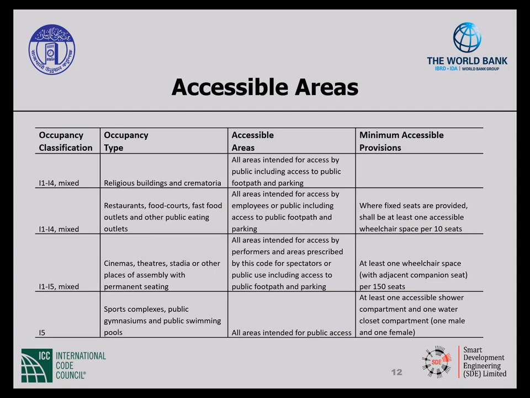In cinemas, theaters, stadia, or other places of assembly with permanent seating, all areas intended for access by performers and areas prescribed by this code for spectators or public use, including access to the public footpath and parking, shall be accessible. And you should provide at least one wheelchair space with an adjacent companion seat for every 150 seats. In sports complexes, public gymnasiums, and public swimming pools, all areas intended for public access should be accessible. And you need to provide at least one accessible shower compartment and one water closet compartment for males and for females separately.